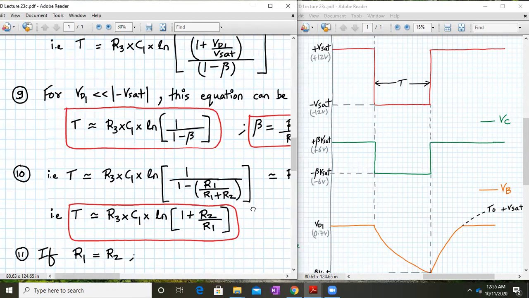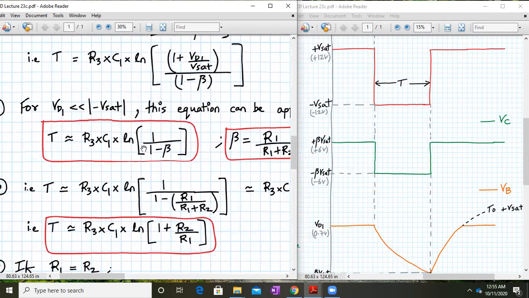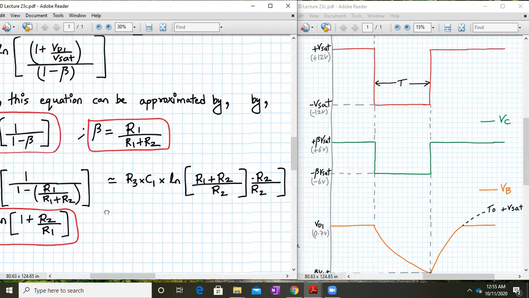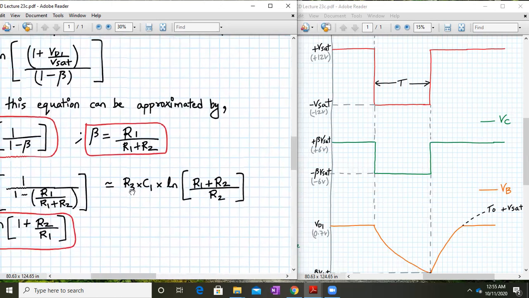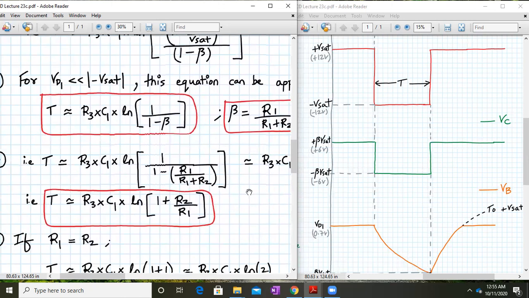Now next, what do we substitute? This is a final approximated formula, but we can have one more version of it. Over here we substitute the value of beta as R1 upon R1 plus R2, and we get the modified formula as T approximately equal to R3 into C1 natural log of R1 plus R2 divided by R2, which we can write finally in the form: T is given approximately by R3 into C1 into natural log of 1 plus R2 upon R1.